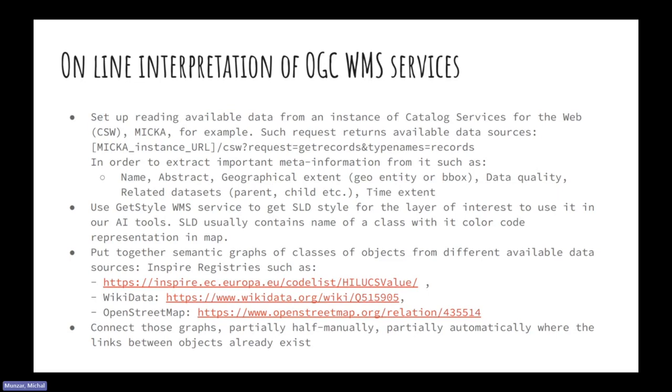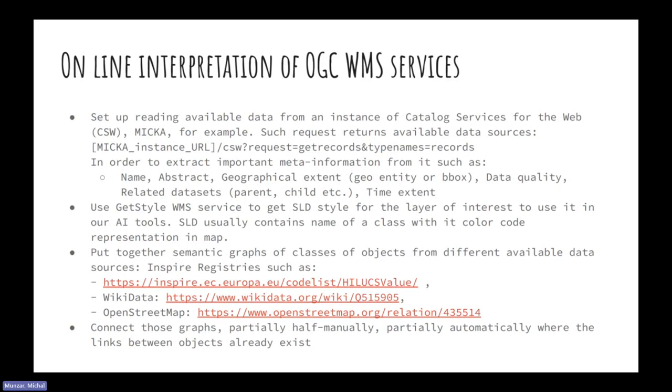So this we use, and then, to put it all together, we create a graph with semantic entities from different registries, for example, Inspire registries. For example, if you take land use, it's HILUCS value objects, and, for you to imagine, it's, let's say, primary sector of economy, and it's translated to all European languages, and it describes exactly what it is, and it gives the code value in the dataset.